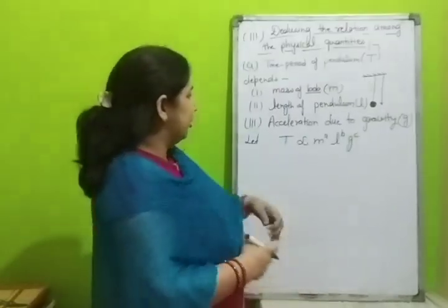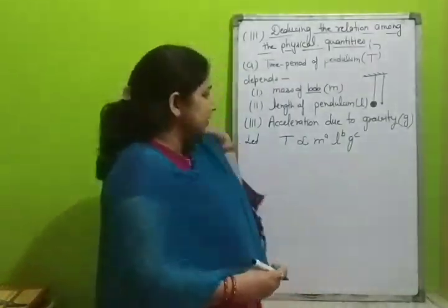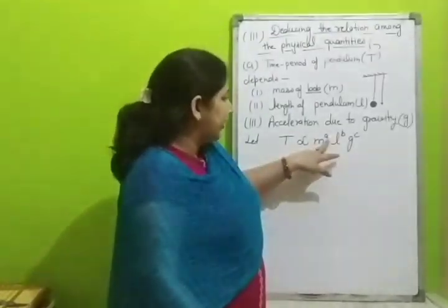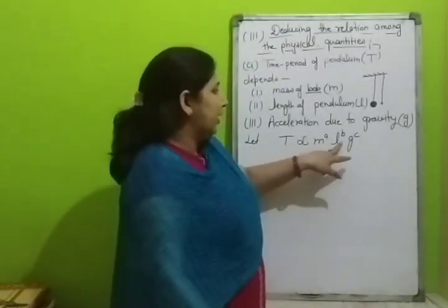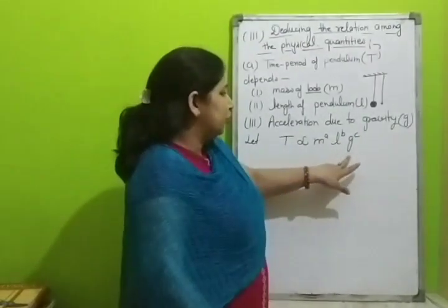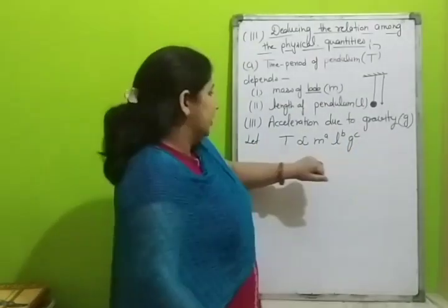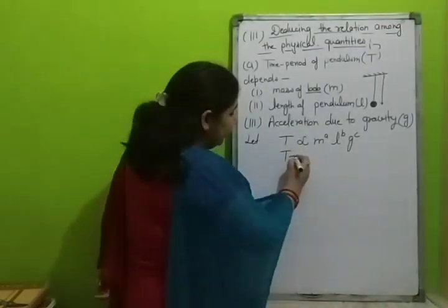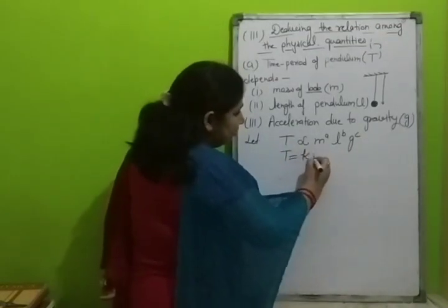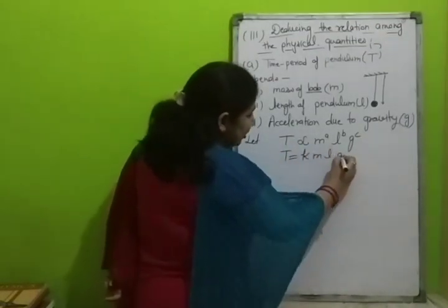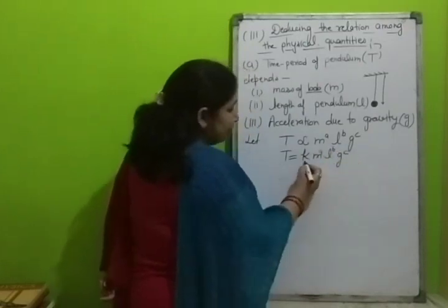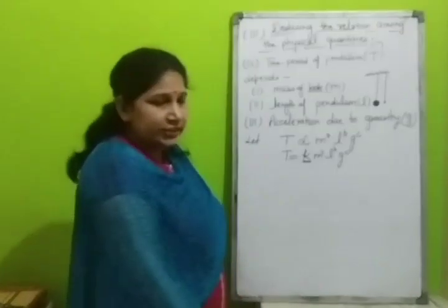Suppose the relation between T and these physical quantities is such that T is directly proportional to M to the power A, directly proportional to L to the power B, and directly proportional to G to the power C. Then if we remove the proportionality sign, we take another constant, and it is a dimensionless constant. Suppose K is the dimensionless constant.